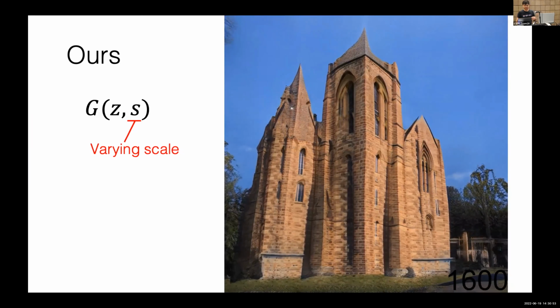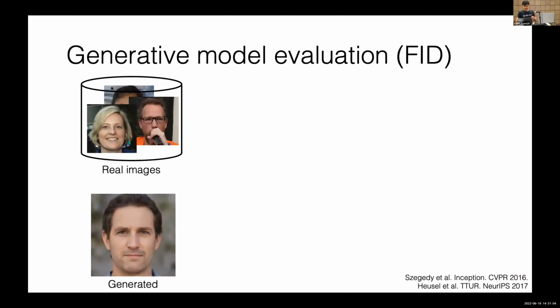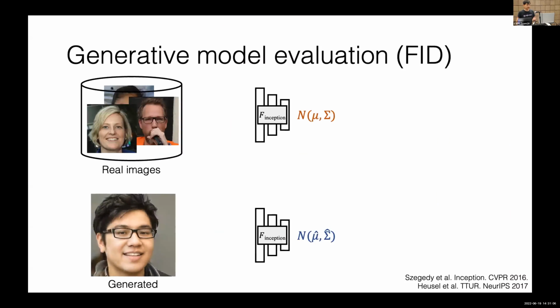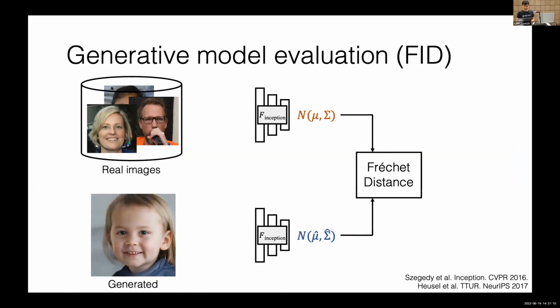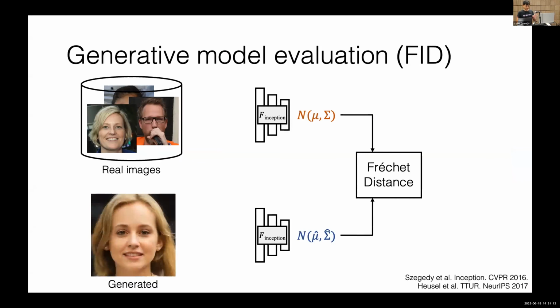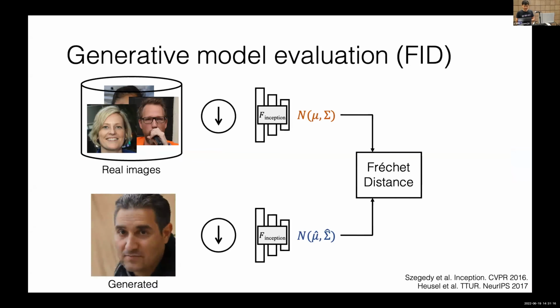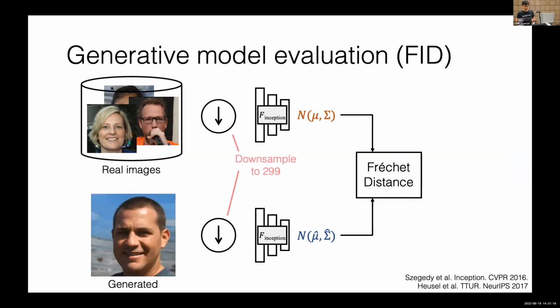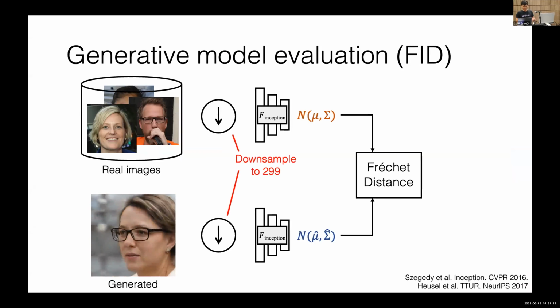So qualitatively, we're seeing interesting high resolution results. How do we actually evaluate that? This actually takes a little bit of thought as well. So generative model evaluation is typically done with the FID metric. The way it works is you have real images, generated images, you put them through a feature extractor, fit first and second moments, and then compare them in a probability distribution space. Now that's all well and good, but there's actually one key detail here that's often overlooked, and that's that these images are all downsampled to 299 because the inception network was trained on ImageNet at 299.